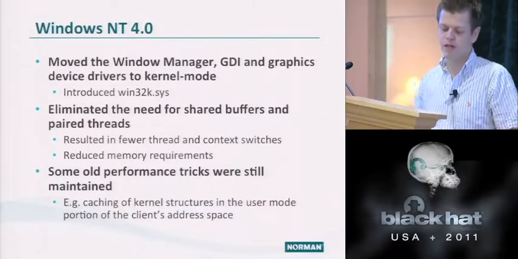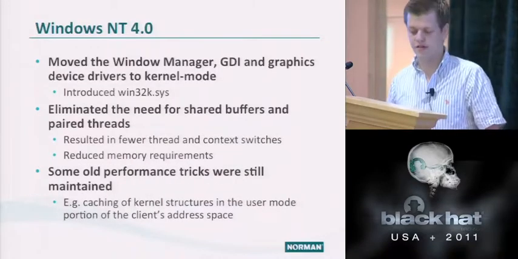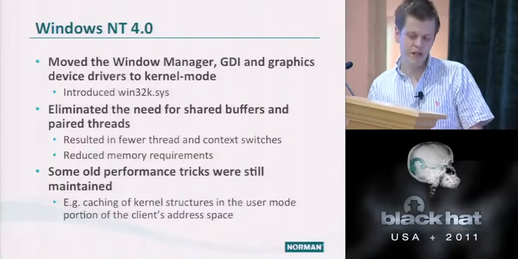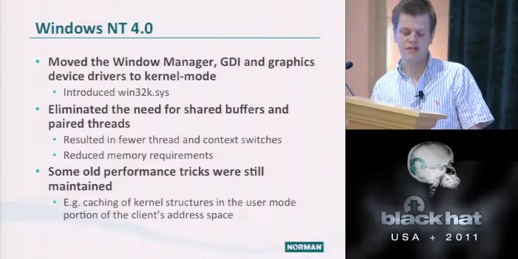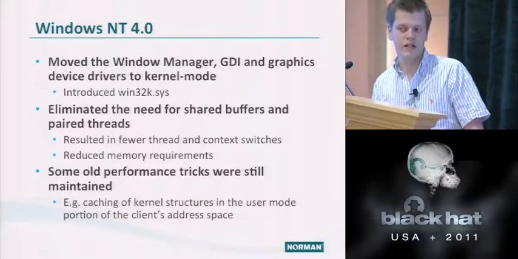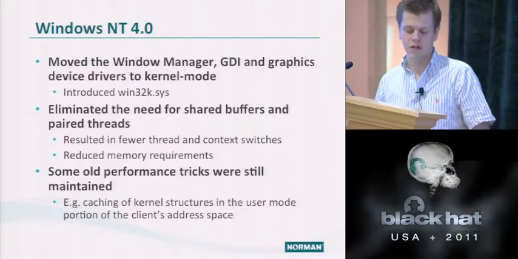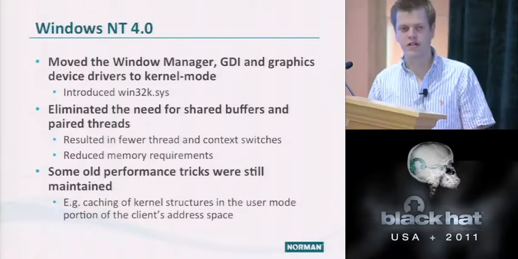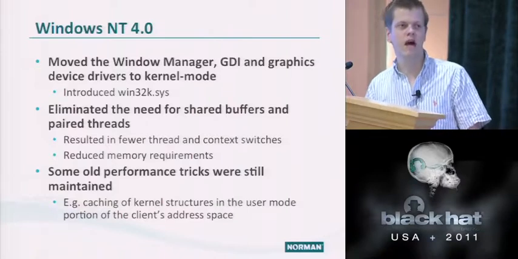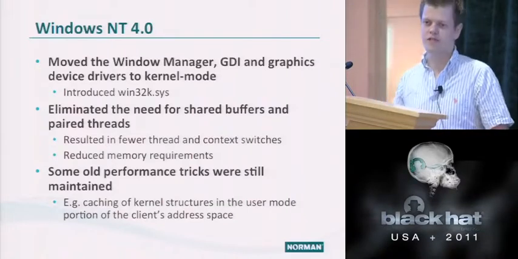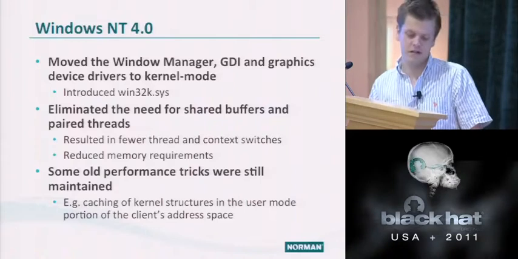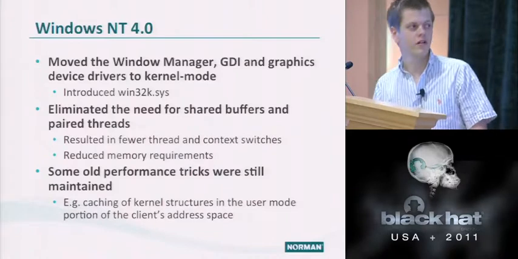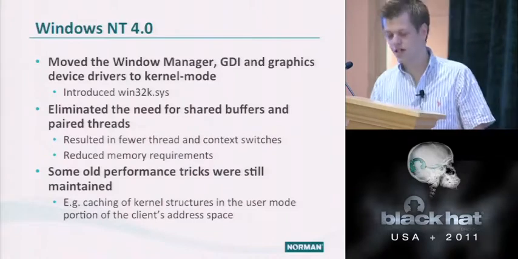So in Windows NT 4.0, they moved these components, or many of the components, to kernel mode. So this eliminated the need for shared buffers and paired threads. There were way fewer thread and context switches, reduced memory requirements, but they still use some performance tricks such as caching or mapping kernel mode structures into user mode. And this is good for performance, but really bad for, or good for, exploitation.